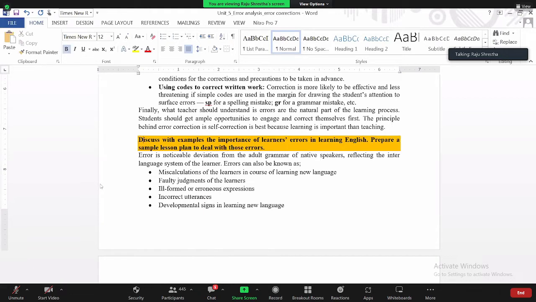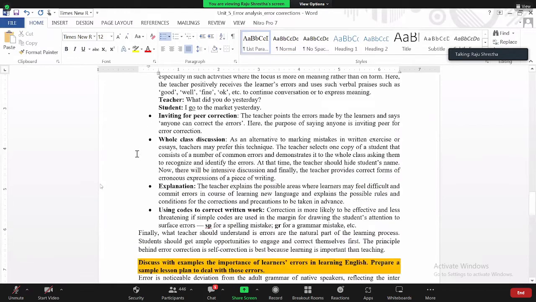And the next question is, discuss with examples the importance of errors in learning English. Prepare a sample lesson plan to deal with errors. It's the lesson plan. How do you deal with errors? Question. So here in the introduction part, a few sentences you can write about the introduction of errors.